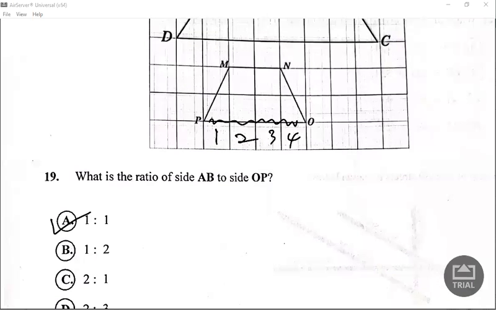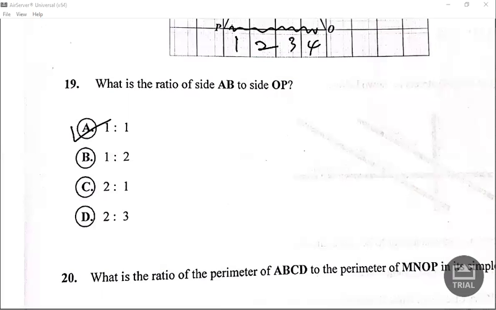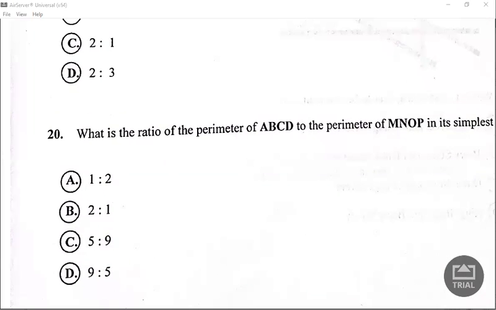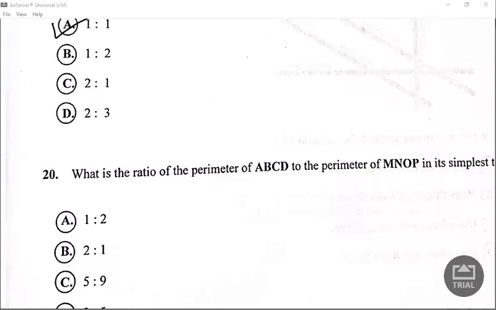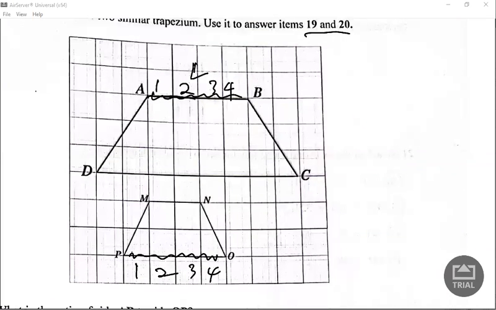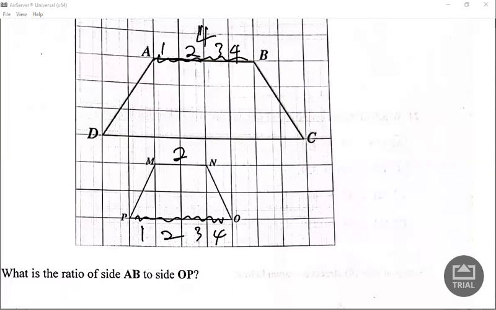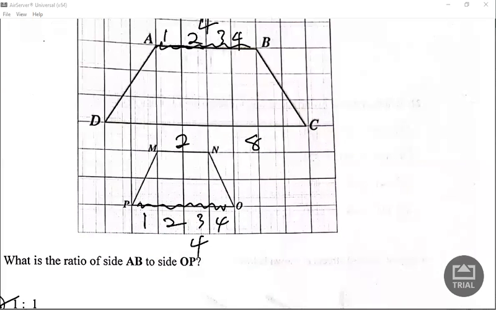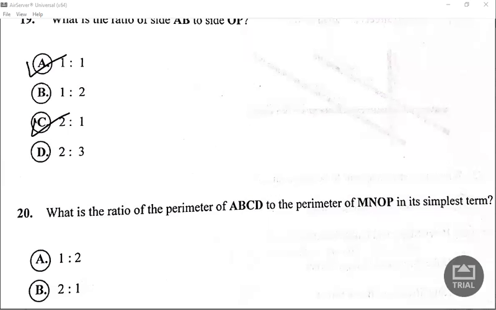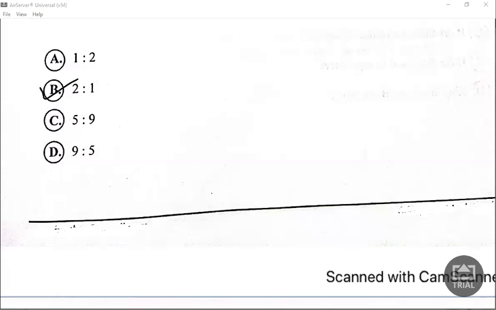Alright, let's move on to 20. What is the ratio of the perimeter of ABCE to the perimeter of MNO? A perimeter means the total distance around. So here we have this side is 4, while this side is 2. This side is 1, 2, 3, 4, 5, 6, 7, 8, while this side is 4. So we can see that there's a 2-to-1. No, I'm at the wrong one. Sorry, I'm at 20. Alright, let's move on to 21.